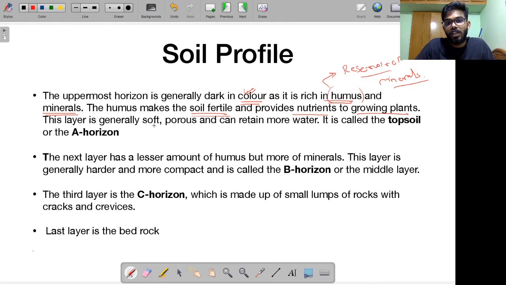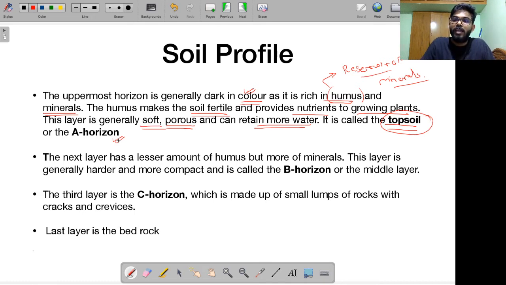This layer, the uppermost horizon, is generally soft, it is porous, and it can retain more water. It is also sometimes called the topsoil, right? You might be familiar with this. Rather than as A horizon, most of you will definitely recognize it as topsoil. It is also called the A horizon. This is the topmost part of the soil.